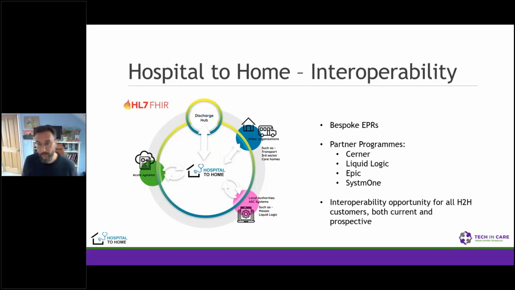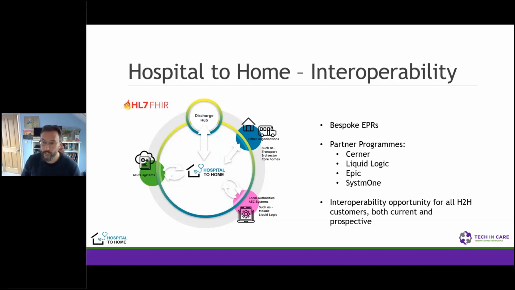Now that's great at one level, because without the ward staff having to do anything, the local authority staff logging into hospital to home can see that information. But we're trying to go further as well, so that hospital to home can push that information into the adult social care systems like Mosaic or Liquid Logic, so that they don't even need to log into hospital to home to see that. Whilst we have the interface that everyone will still be able to access, in this instance we would be acting almost as a middle layer, facilitating communication between those two systems.